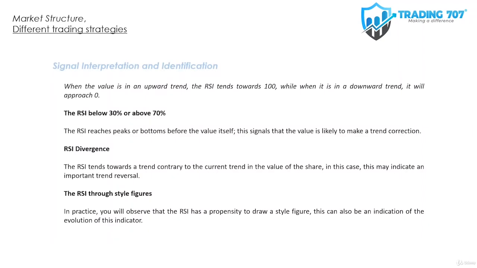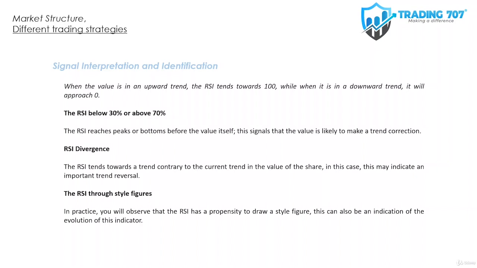Signal interpretation and identification. When the stock price or the share price is in an upward trend, the relative strength index tends toward 100. While it's in a downward trend, it will approach 0. The RSI below 30% or above 70%: the relative strength index reaches peaks or bottoms before the value itself. This signals that the value is likely to make a trend correction.